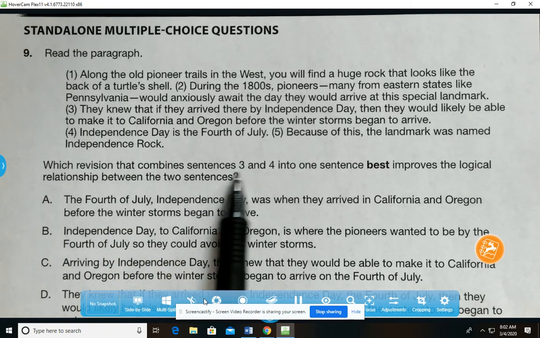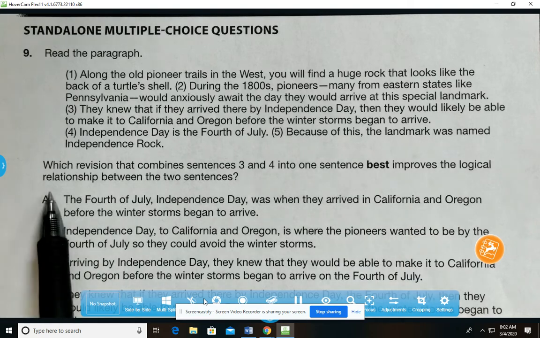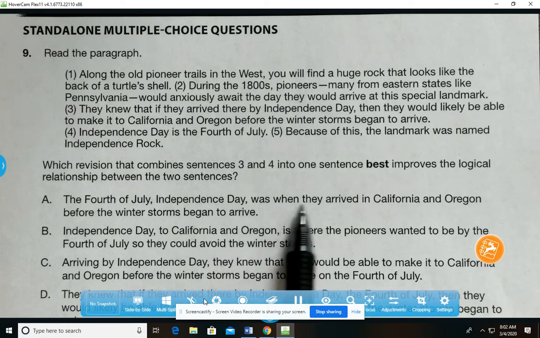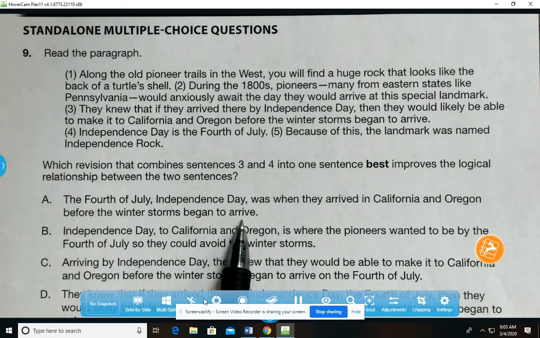Which revision that combines sentences 3 and 4 into one sentence best improves the logical relationship between the two sentences? A, the 4th of July Independence Day was when they arrived in California and Oregon before the winter storms began to arrive. B, Independence Day to California and Oregon is where the pioneers wanted to be by the 4th of July so they could avoid the winter storms. C, arriving by Independence Day, they knew that they would be able to make it to California and Oregon before the winter storms began to arrive on the 4th of July. Or D, they knew that they wanted to be there by Independence Day, the 4th of July. Then they would likely be able to make it to California and Oregon before the winter storms began to arrive.